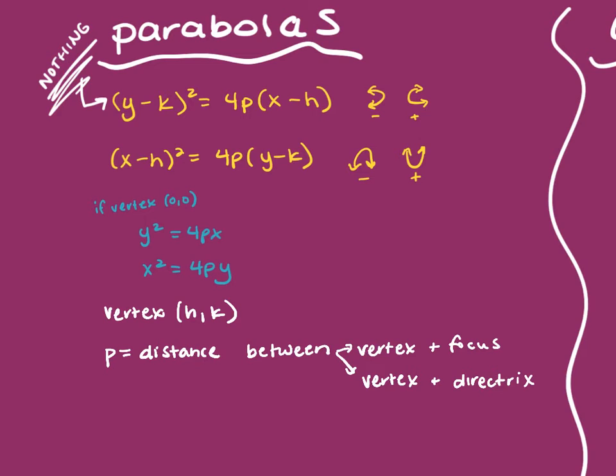For the y squared equals 4px, is that one the vertical or the horizontal? That's vertical. Yep. So this would be up or down. No. That's not vertical. Sorry. That's horizontal. We used to just do x squareds, right? And x squareds are always up or down.